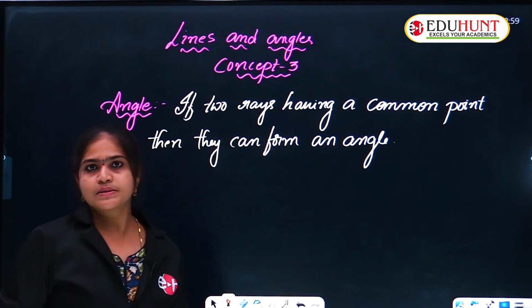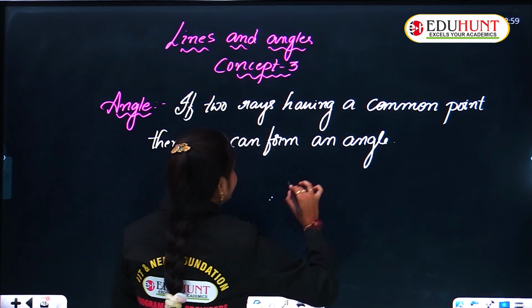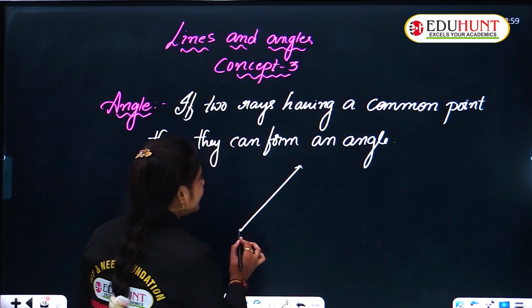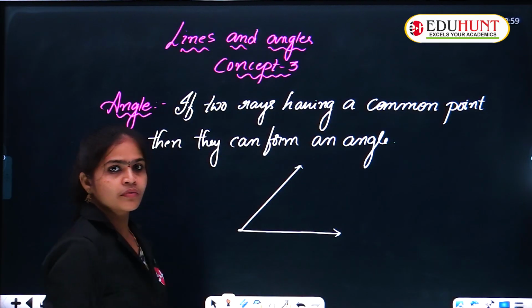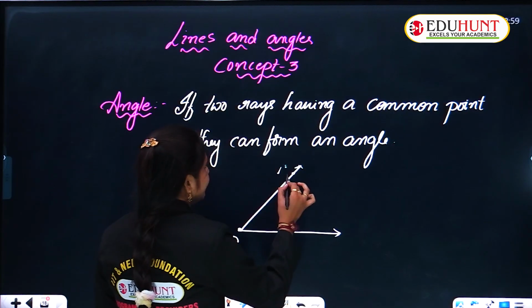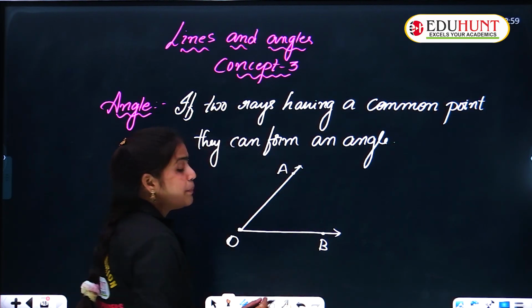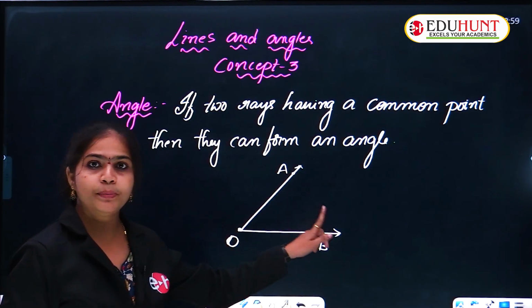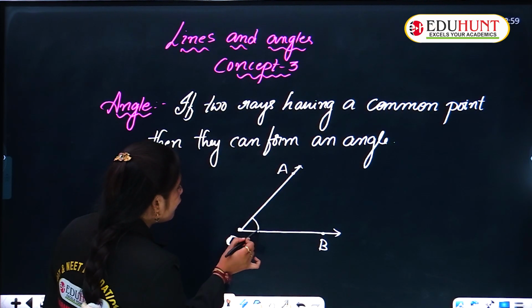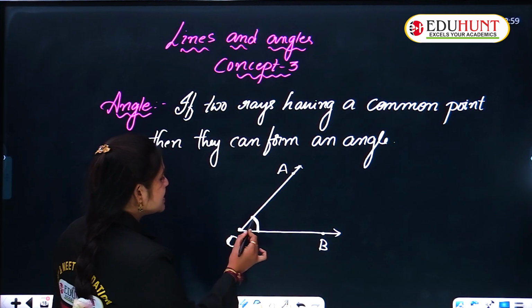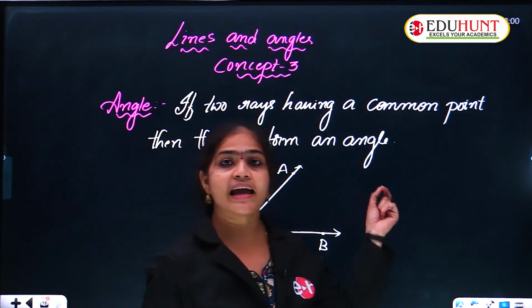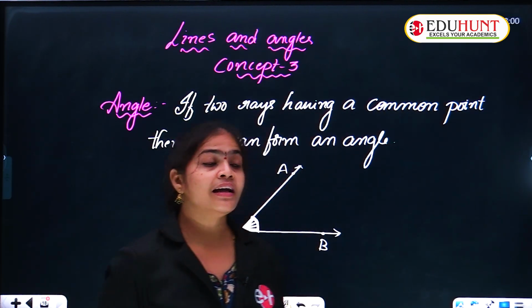So what is the meaning of this? Angle means joining two rays. This is one of the rays, and here I have drawn another ray like this. I kept the common point as O, this is A and this is B. By joining two rays OA and OB, which have a common point, the union of the two rays, meaning the region formed by the two rays at the common point, is called an angle.